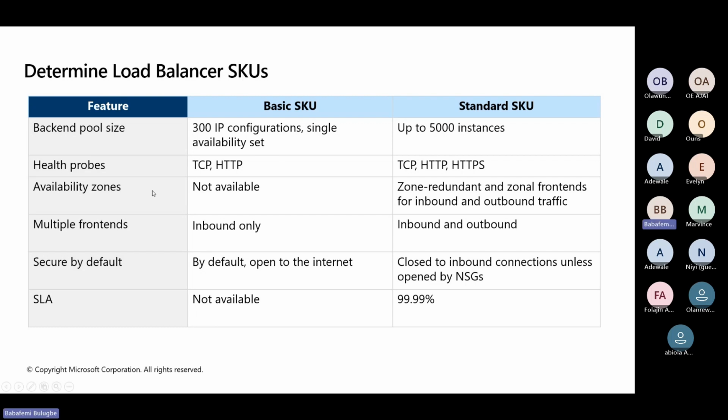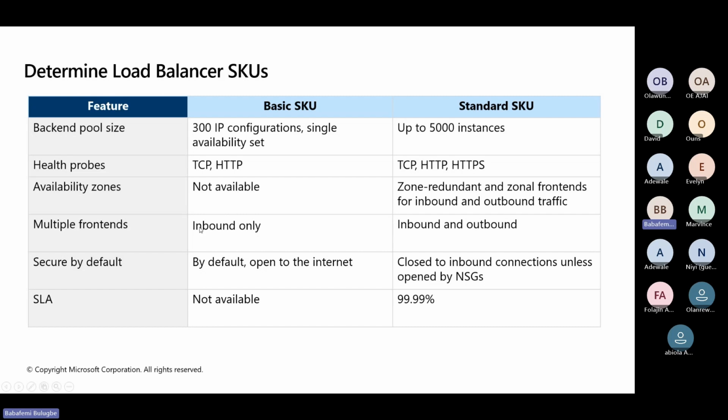So availability zone, in case you want to do replication, is not available in basic SKU. And these are some of the things you need to put into consideration before you choose the kind of SKU you want to go with. Then, can we have multiple front ends? Yes, inbound only. That means we cannot have inbound and outbound. It has to be just one outbound, but multiple inbound.